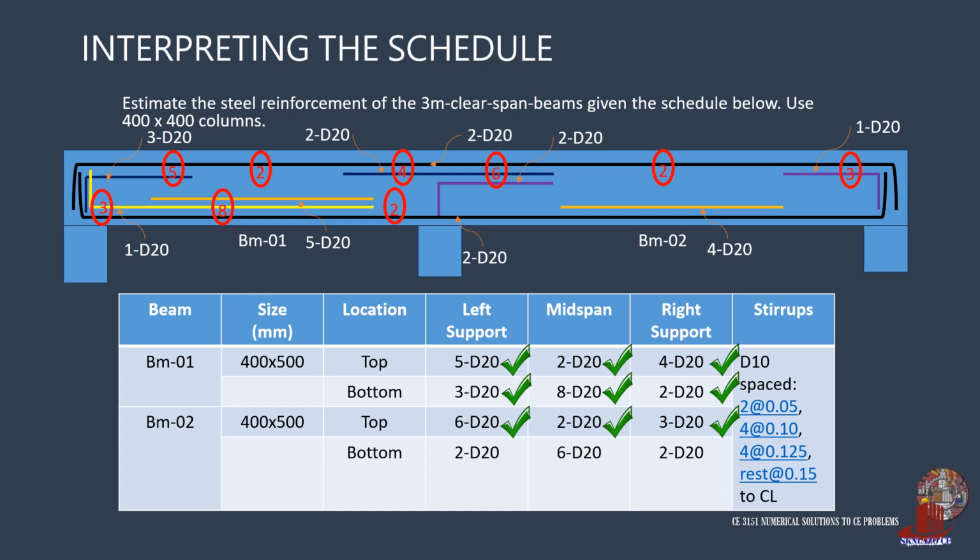For the bottom bars, bars at the left support are mainly the continuous bars, 2D20. At midspan, there are 2 continuous and 4 cut bars, which equal to 6D20. From the right support, there are only the continuous bars, 2D20.